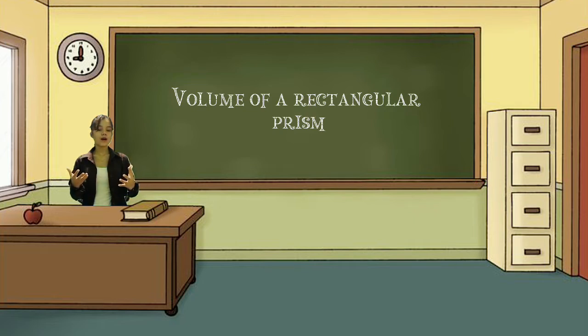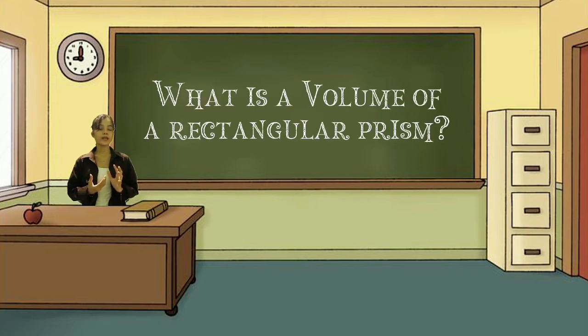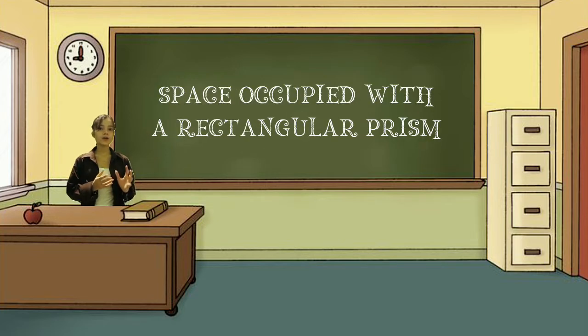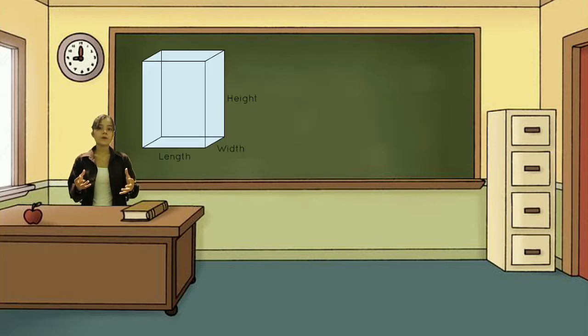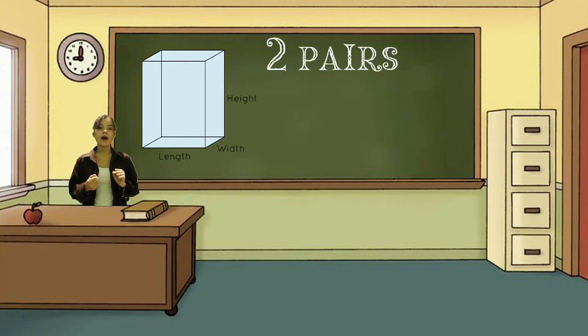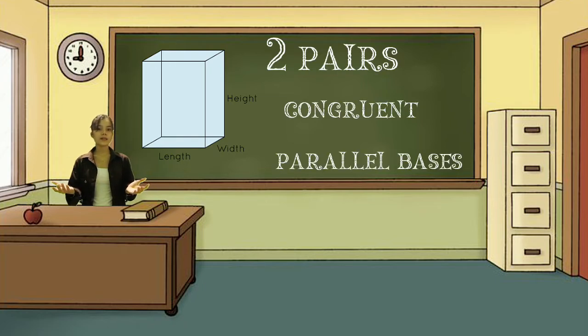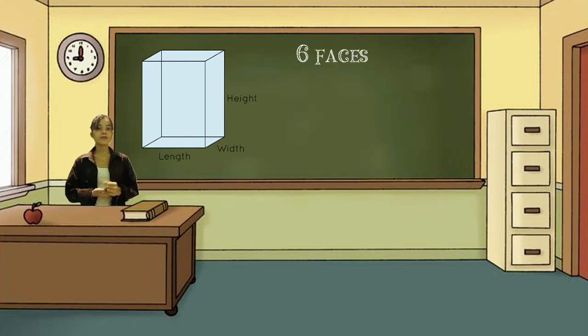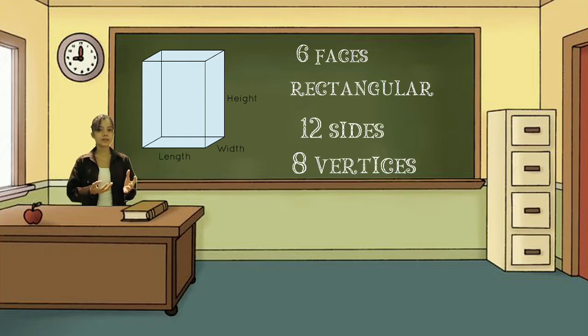Before we go on to how to calculate the volume of a rectangular prism, let's first define what the volume of a rectangular prism is. The volume of a rectangular prism is defined as the space occupied within a rectangular prism. A rectangular prism is a polyhedron that has 2 pairs of congruent and parallel bases. It has 6 faces, which are all rectangular, and 12 edges and 8 vertices.